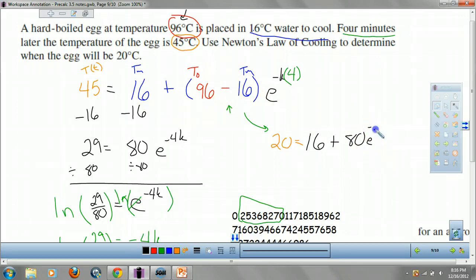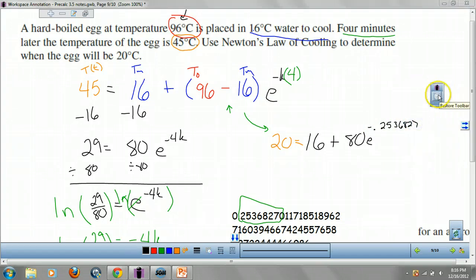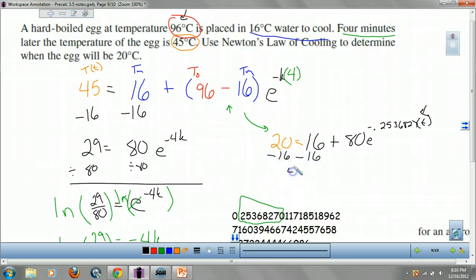Now we know what k is: 0.2536827. Now we're looking for t. We're looking for time. How long till it is 20? So I go through my same steps. Subtract 16 from both sides: 4 equals 80 e to the negative 0.2536827t. Divide both sides by 80. So I have 4 over 80 equals e to the negative 0.2536827t.